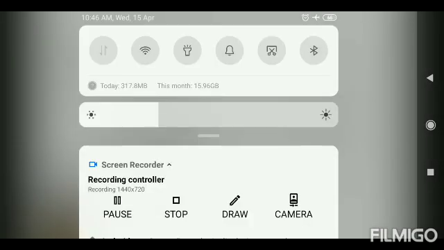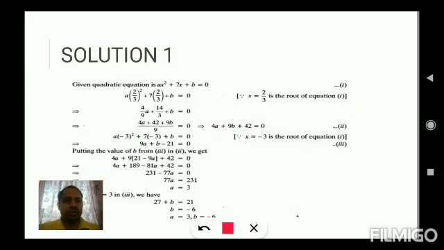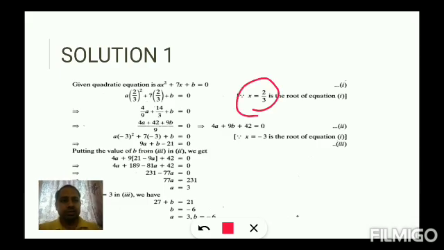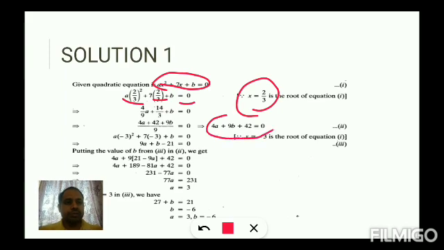We will get, if we substitute x equals 2 by 3 in ax square plus 7x plus b, we can write this as a into 2 by 3 whole square plus 7 into 2 by 3 plus b equals 0. And if you simplify this one, you will get an equation, 4a plus 9b plus 42 equals 0.